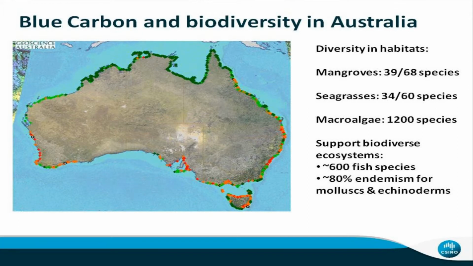So what does this mean for us in Australia? If we're going to take this seriously, is it significant for us? Well, Australia has a very biodiverse coastline. That's not just in the characteristic species we normally see there, but in these coastal vegetation as well. 39 of the 68 species of mangroves described are found in Australia. Same with 34 of the 60 species of seagrasses, and we have over 1,200 species of macroalgae. These support whole ecosystems with over 600 fish species and about 80% endemism for mollusks and echinoderms. So clearly these are important to our national picture in Australia.